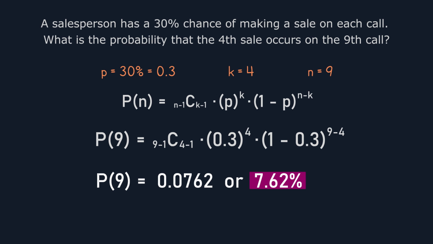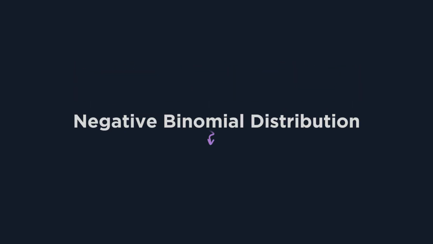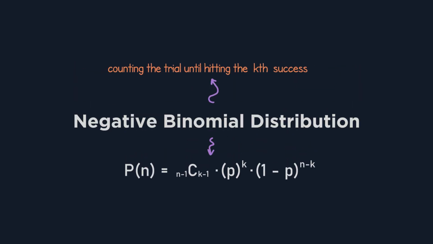Alright, I hope these examples gave you a clearer and more intuitive understanding of negative binomial distribution. As you've seen, it's a powerful tool for calculating the likelihood of achieving a specific number of successes over a series of trials when you're focused on when that last success occurs.